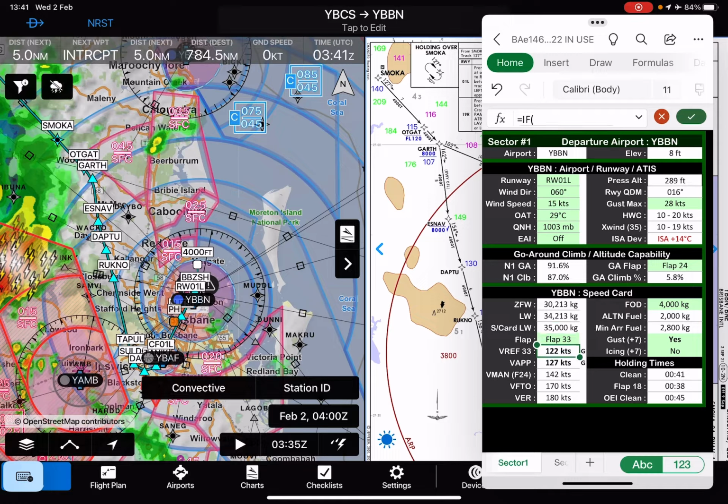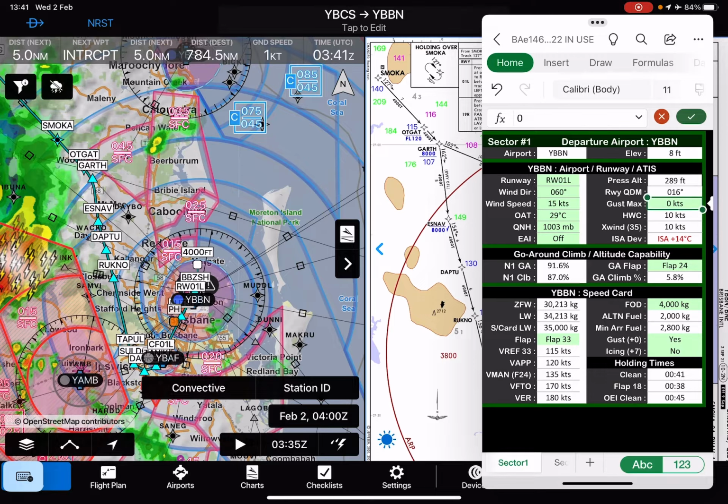Oh no, the gust is ruined. I'm going to get rid of the gust. I'm going to make it 0. Damn. Right, so based on flap 33, you can see the flap 33 VREF is 115, so the approach is 120, manoeuvring 135, VFTO and VAR 171, lovely round numbers, which is why I like the 35 tonne card.